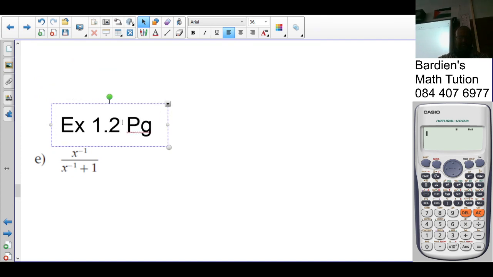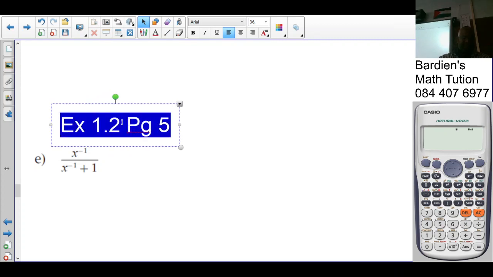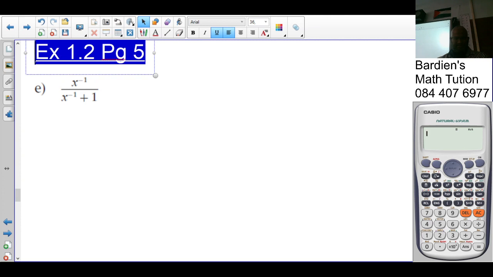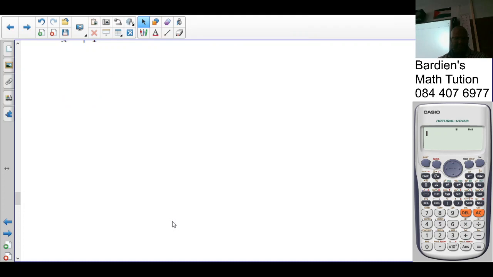Which page is this on? 5. Any other issues with exercise 1.2? H. Anything else? Anything else? Did I give you the third column as well to do? So no other problems. Okay.